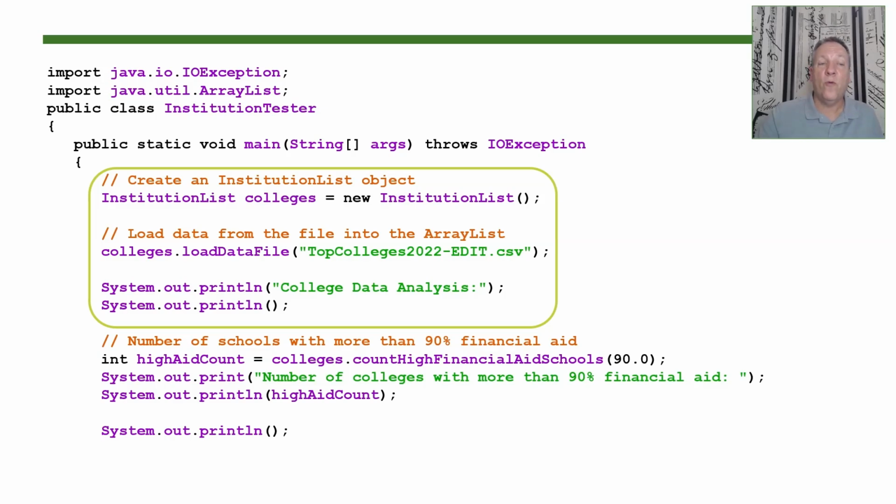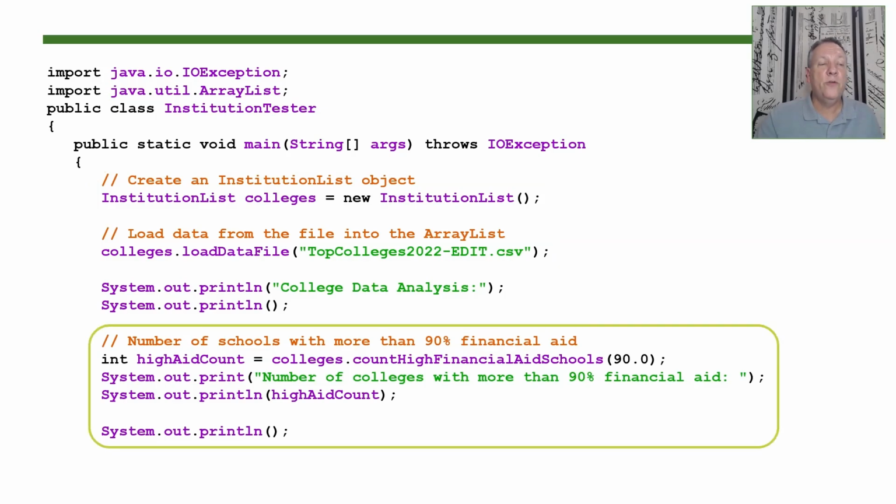And now let's look at the results. First, I'm going to call the countHighFinancialAidSchools method in the colleges object. So colleges.countHighFinancialAidSchools, and I'm going to set it to 90. So I'm looking for the number of schools with more than 90% of the students receiving financial aid, just to see how many schools meet that threshold. And it'll print out the high aid count once it determines that.